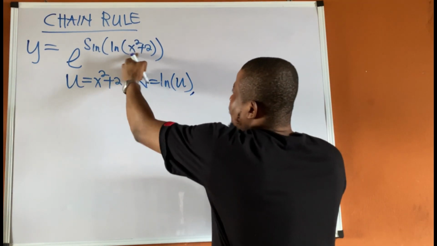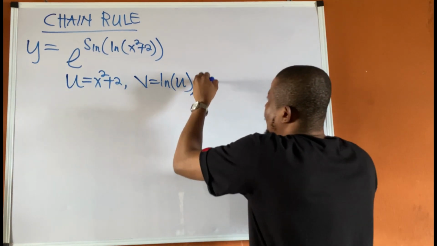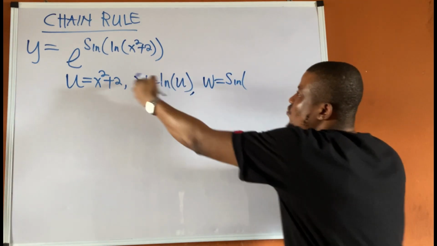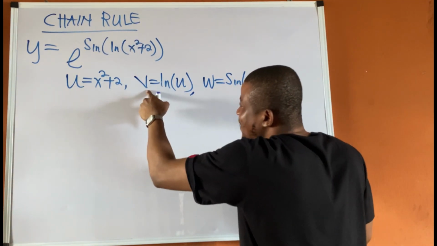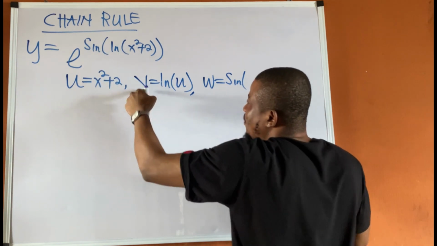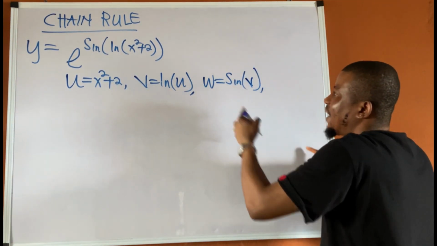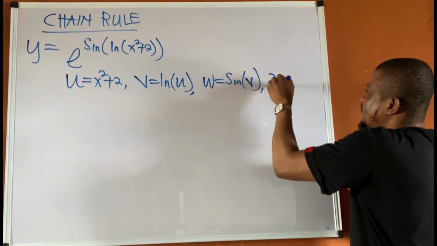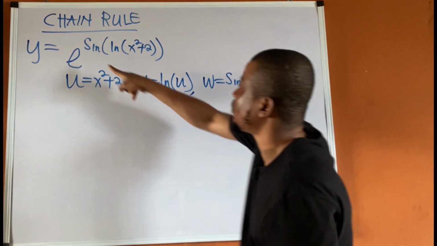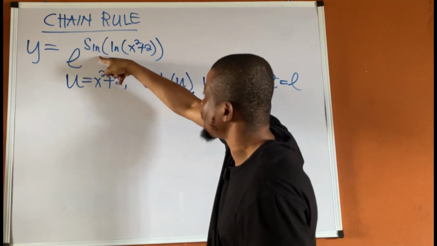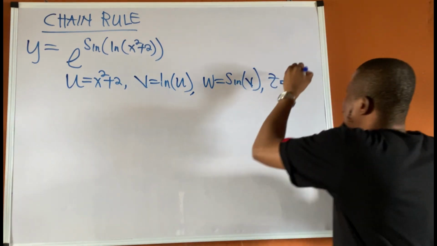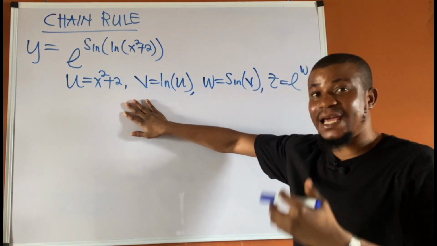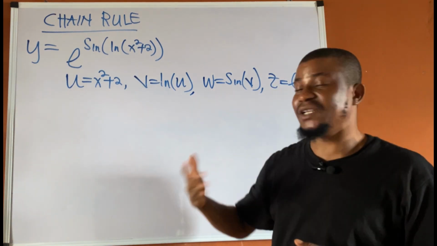I'll go again. After u, v, w. W is what? Sine something, but it will be sine ln something. So that's v. V is ln u. So it will be sine of v. And then after u, v, w, we can now call this one z, right? Z will be exponential, because the whole of this is exponential. Exponential something, sine. Sine is already w, so exponential w. So you see, the first thing is to identify these functions, name them accordingly. And then after that, we differentiate.